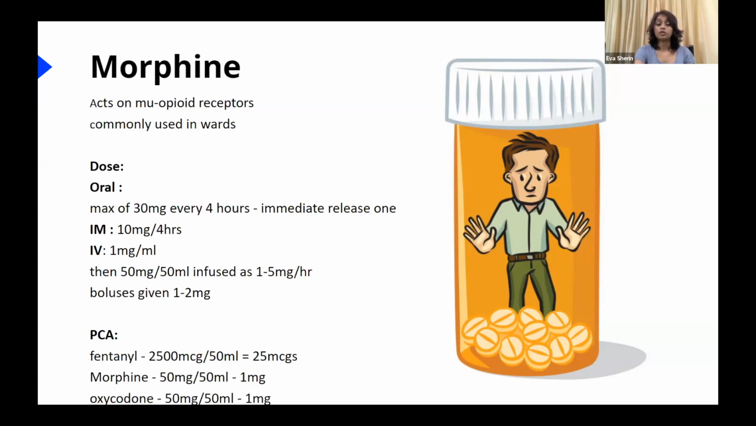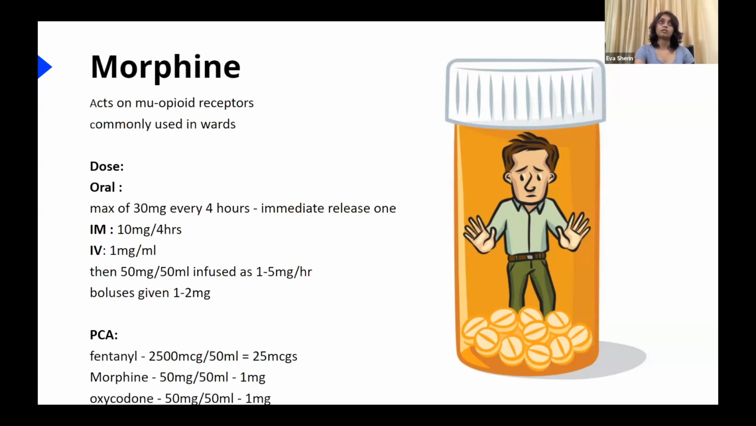Then, when you give it as an infusion, it's 50 mils because it's 1 milligram per ml. You take 50 milligrams in 50 ml, and you give the infusion as 1 to 5 milligrams per hour, keeping in mind that you cannot cross 30 milligrams over 4 hours. So boluses of 1 to 2 milligrams can be given in addition to this.